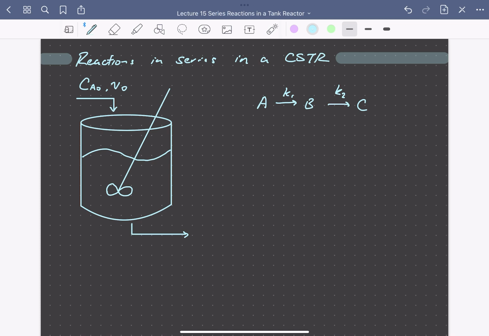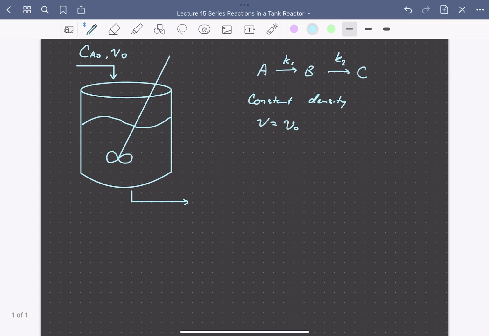So let's also assume here that we have constant density. So our volumetric flow rate is constant from the inlet to the outlet of the reactor. So we can write our mole balances on each species. And so here we're going to try and get concentration profiles for A, B, and C as a function of reactor volume or residence time.